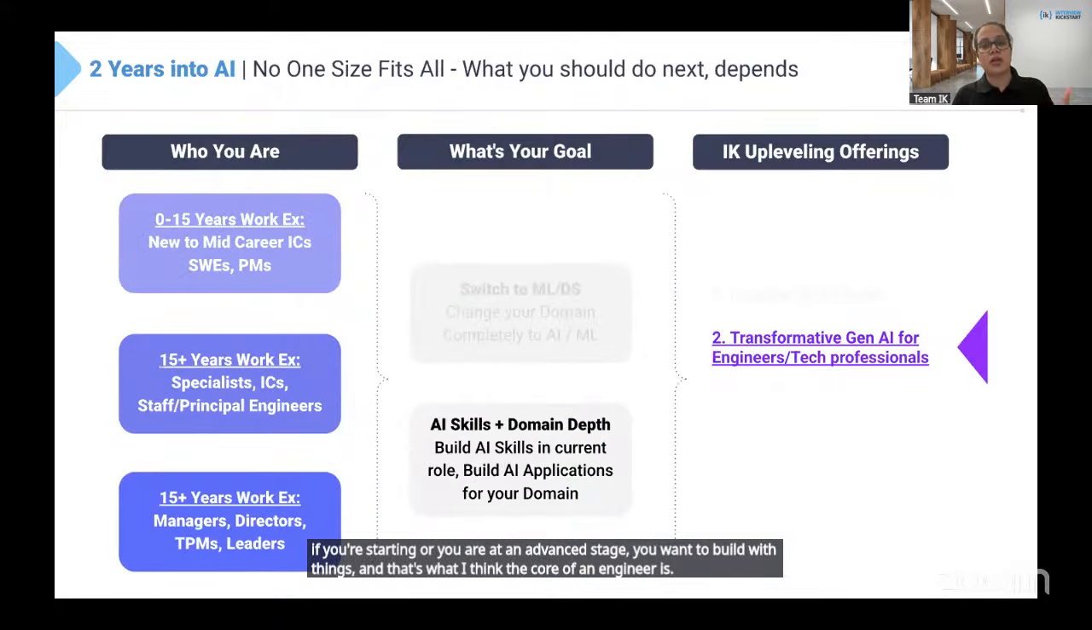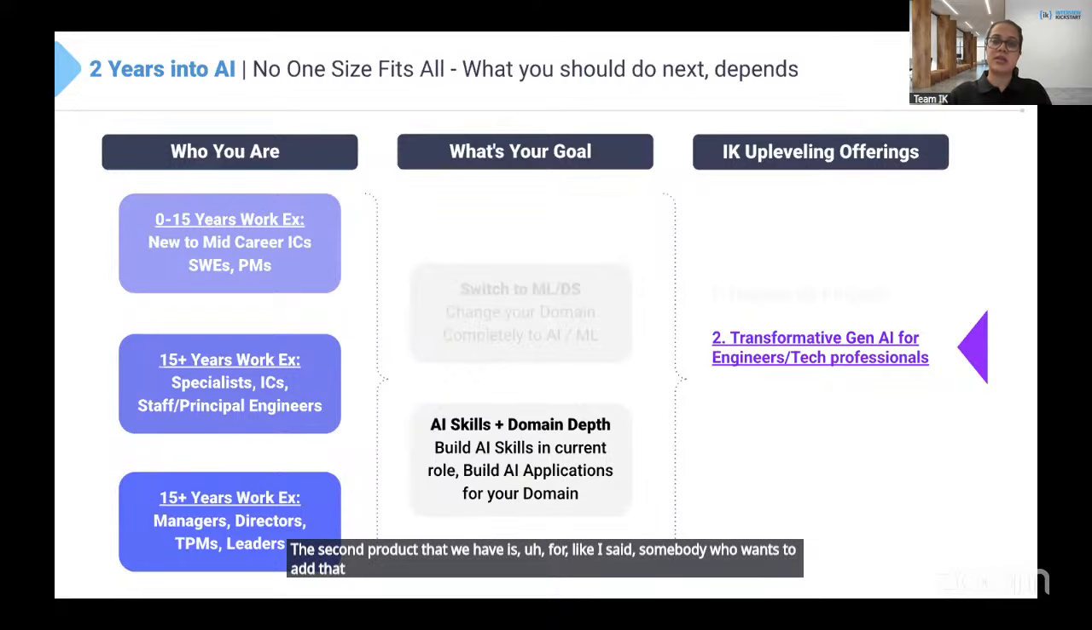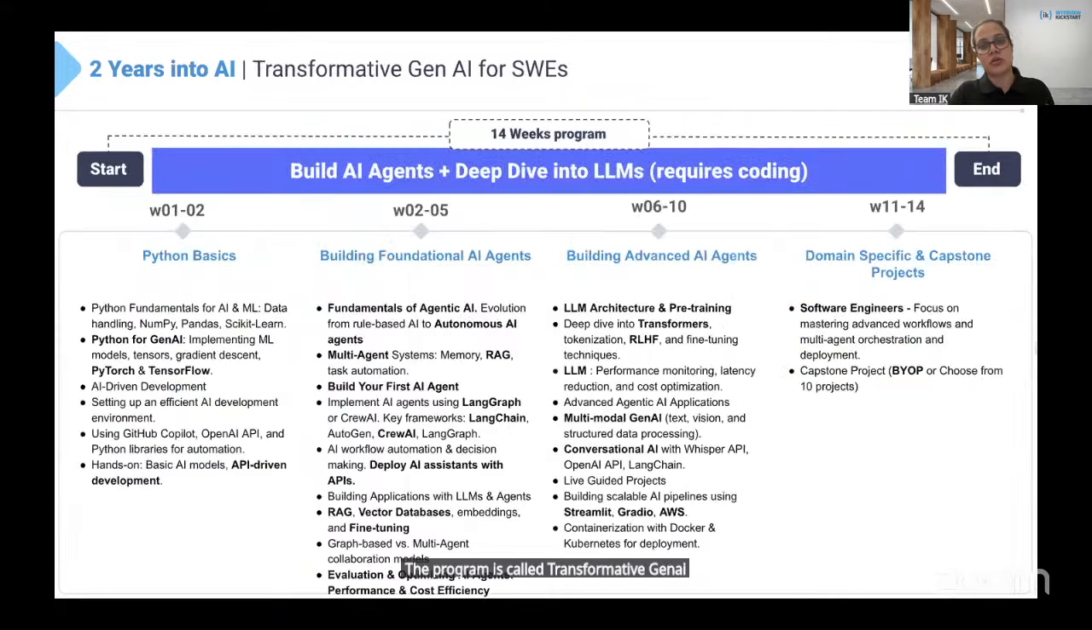The second product that we have is for, like I said, somebody who wants to add that thick layer of AI skills in the current domain that they are in. And I'll take you through the domains in just a jiffy. The program is called Transformative Gen AI for Tech Professionals.